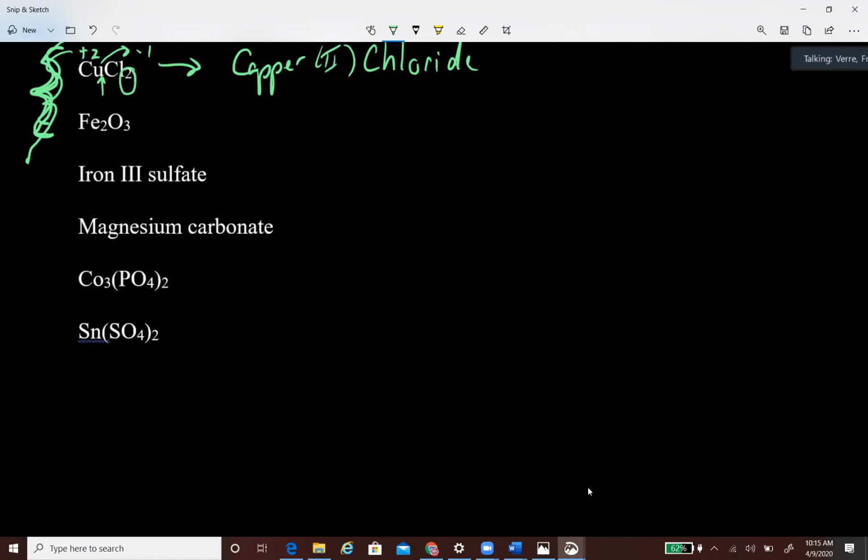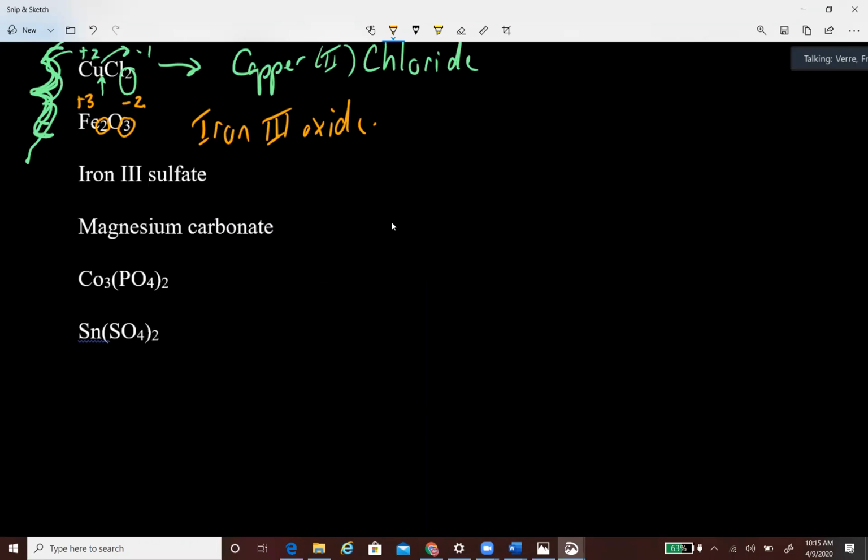We can apply the same logic to the next question. So there's a 2 over here. So here's iron. It's 2, which means that this was -2. And there's a 3 over here, which means that this is +3. So that tells us that that is iron 3 oxide.